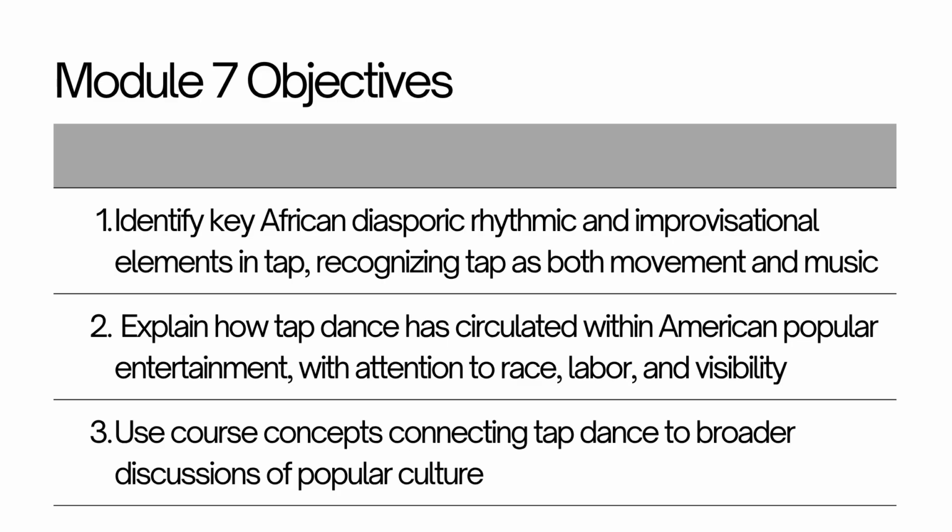Tap emerges from African diasporic rhythmic practices, particularly in the context of enslavement, where drums were often banned. Rhythm moved into the body through clapping, patting juba, and percussive footwork. Tap is not simply dance. It is music made through the body. The dancer becomes both the musician and the mover, and this dual role complicates Western distinctions between dance and music, preserving African diasporic aesthetic values such as improvisation, rhythmic layering, and communal exchange.